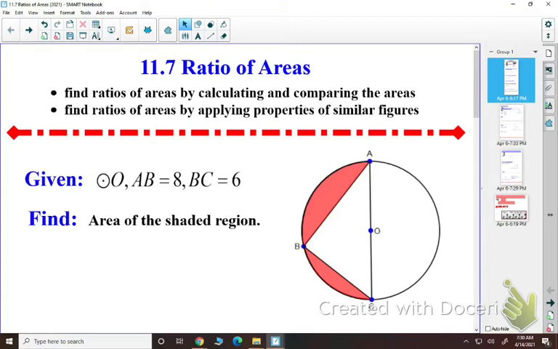Hello, Geometry Advanced students. So today we are going to, again, continue our study of area, but we are going to look at ratio of areas. As you can see here on my screen, my two objectives are to find the ratio of areas by calculating and comparing the areas, and to find the ratio of areas by applying properties of similar figures.